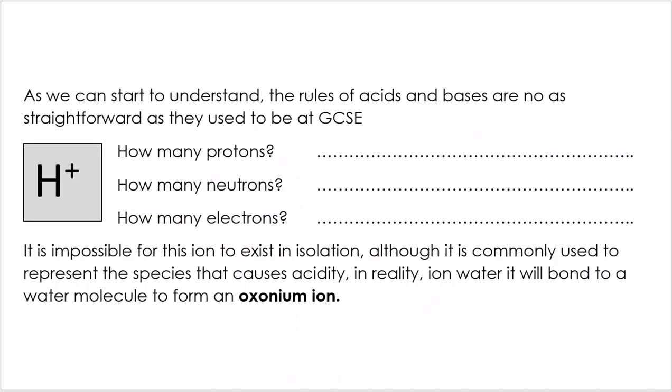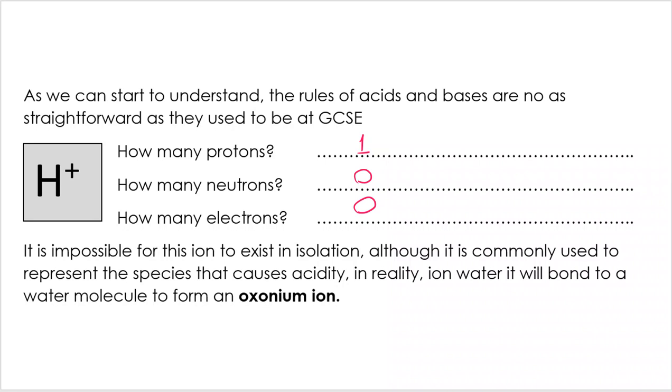So let's move on. Slightly different question now, see how you do. And we're going back to basics here. We're looking at an H plus ion. How many protons, how many neutrons, how many electrons? And it's really quite simple. It's got one proton, atomic number 1. It's got no neutrons because its mass number is also 1. And it has 0 electrons because it's positively charged.